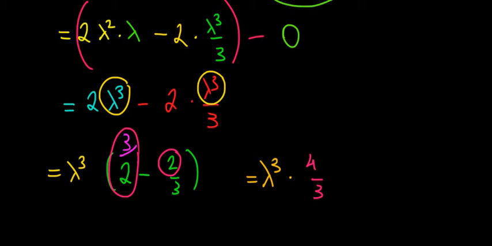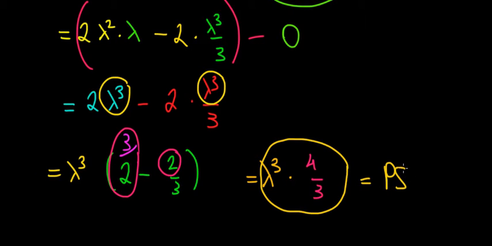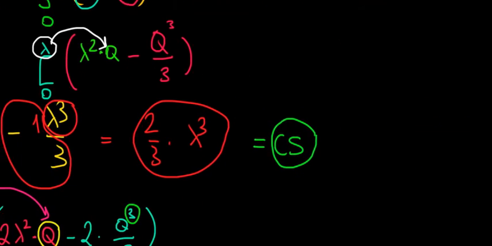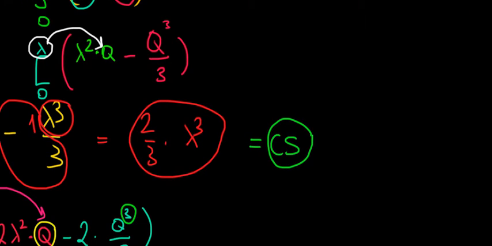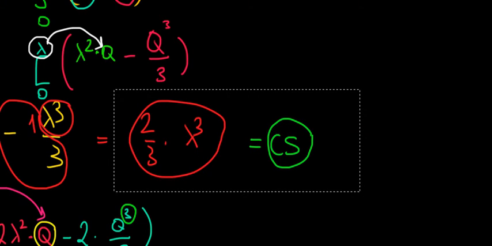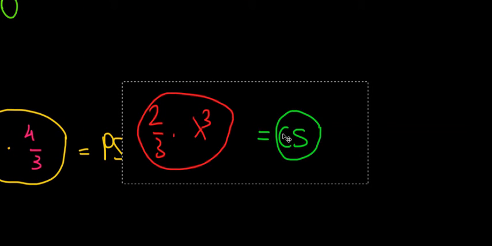Now let's compare this to the consumer surplus that we found. This lambda cubed times 4 over 3 equals the producer surplus. The consumer surplus that we found is equal to, where was it? It is equal to 2 over 3 times lambda cubed. Let's just crop this to compare it with the producer surplus. So crop it and go below, and paste it right next to it.